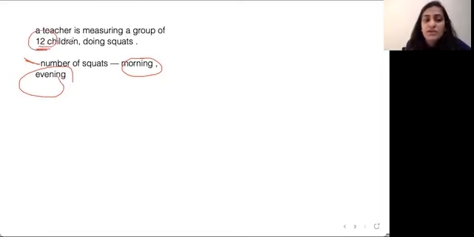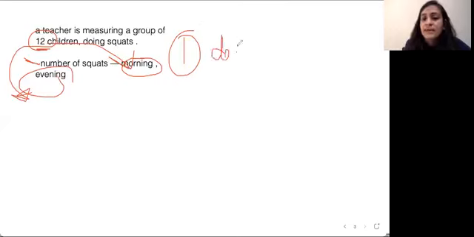Same 12 people have been checked in the morning. Same 12 people have been checked in the evening. So first thing, tell me, is it a dependent group or is it an independent group? It is two dependent groups, right? Clear? Perfect. That we know it is two dependent groups.